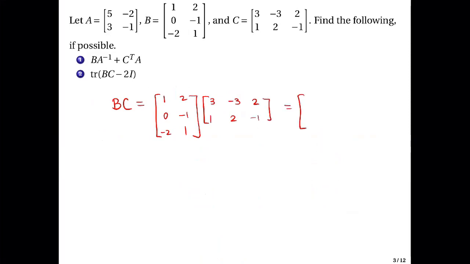So if we multiply this, we will have 1 times 3, that's 3. Then 2 times 1, that's 2. Then 1 times negative 3, that's negative 3 here. 2 times 2, that's 4. Then 1 times 2, that's 2. 2 times negative 1, that's minus 2.